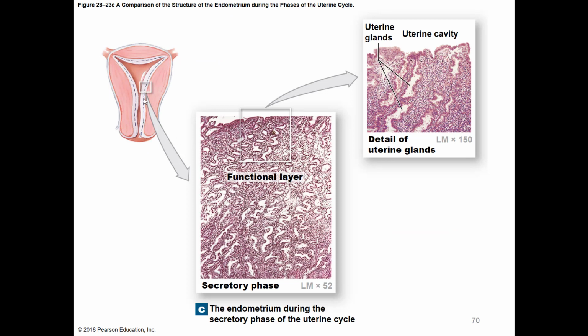So here is the secretory phase, where the endometrial lining is at its thickest. You can see the spiral arteries and the glands very clearly in this image, where we are extremely nutrient filled, very vascular, ready for a possible implantation or pregnancy. But again, if that doesn't occur, then we just cycle back to menses.